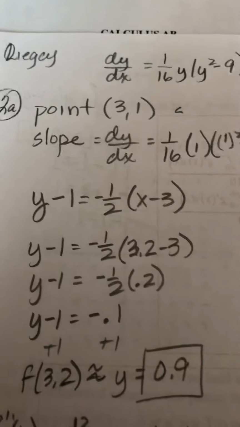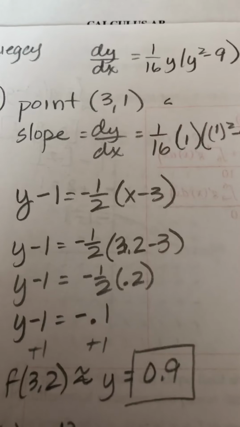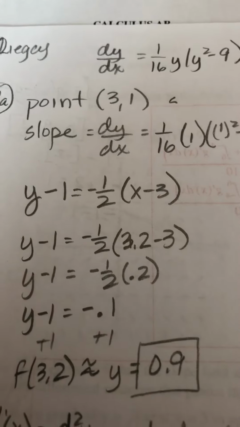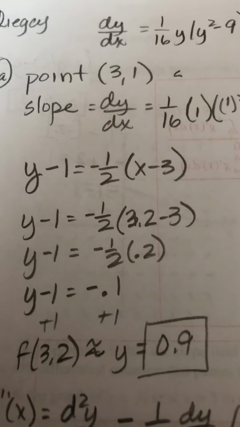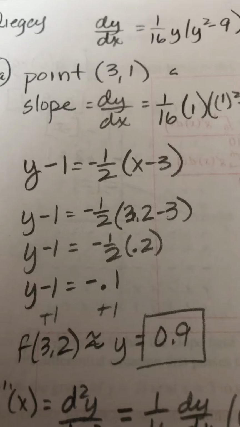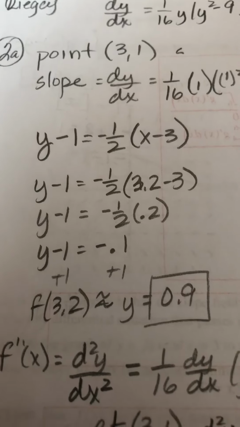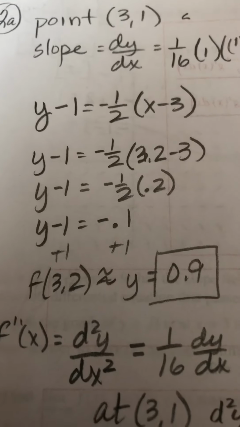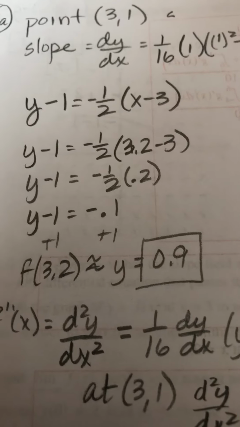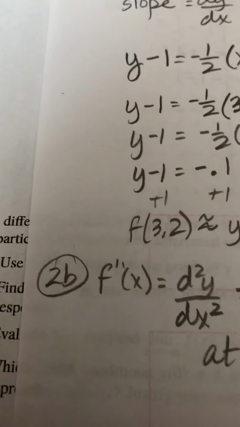So there's the equation of our line. Here's where we sub in x, and we use 3.2 because we're looking for the approximation at 3.2. So we get y minus 1 equals negative 1/2 times 0.2. Y minus 1 equals negative 0.1. Add 1 to that. You get f of 3.2 is approximately equal to y, which is 0.9. Show that approximately equal to.